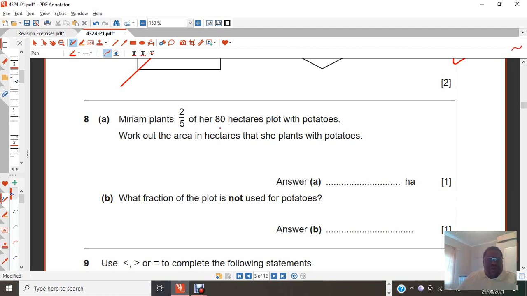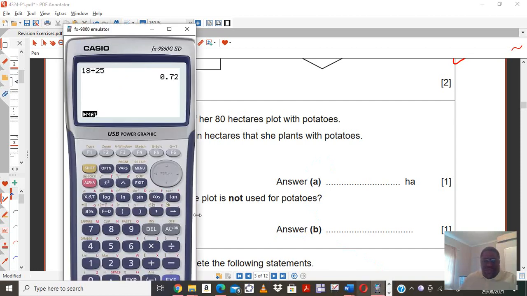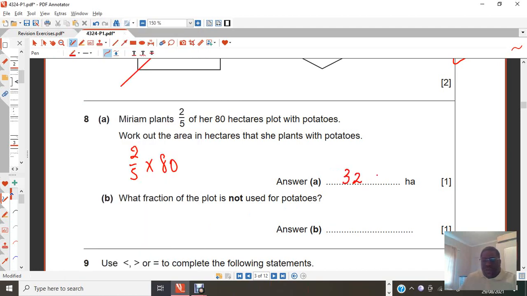All right, then question 8a. Miriam plants 2/5 of her 80 hectares with potatoes. Work out the area in hectares that she plants with potatoes. So that is 2/5 of the 80 hectares. Again, take out your calculator, so you don't make mistakes in the examination. You might know the answer, but 2/5, multiply that by 80. Hit enter. Then you know that it is 32 hectares.